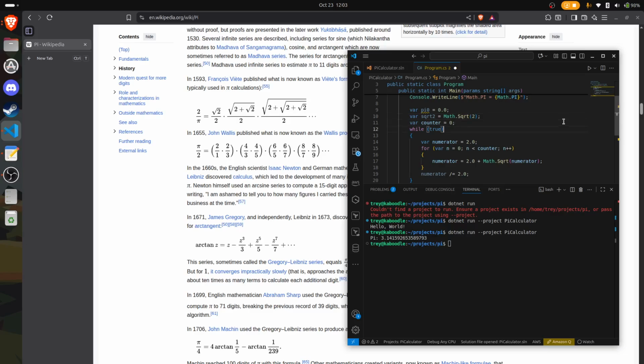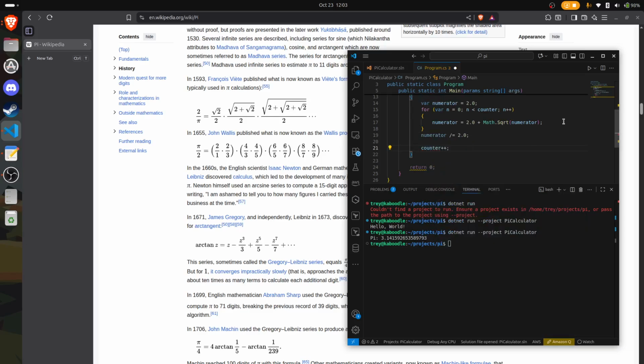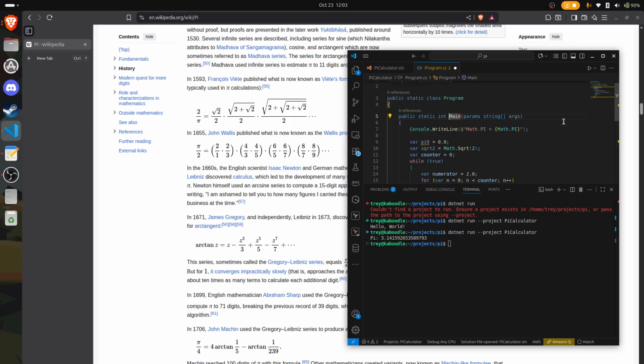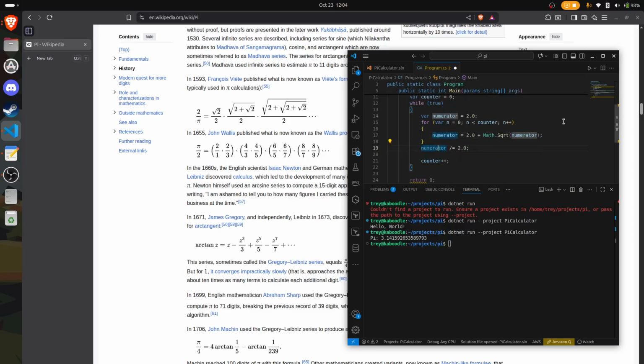Now, that's actually the inverse of pi, sort of. How in the world did François Viète come up with this? He must have just really loved square rooting things.